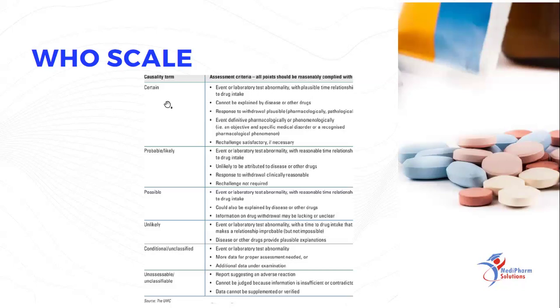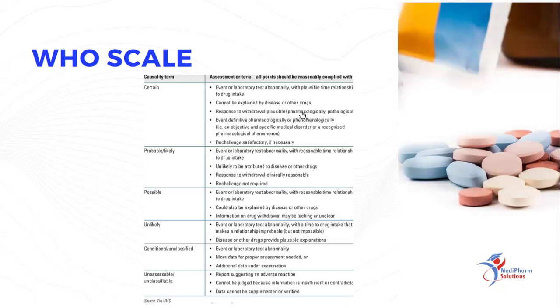So certain means you have to reduce one from all these criteria so that you can come up with certain, probable, possible, or unlikely. If you know that because of the mechanism of action of the drug, this adverse event is caused, that is one criterion. See here, event definitive pharmacologically or phenomenologically. What does that mean? It means that you give a drug, and because of its mechanism of action, it can cause an adverse event. Next is can't be explained by disease or other drugs.